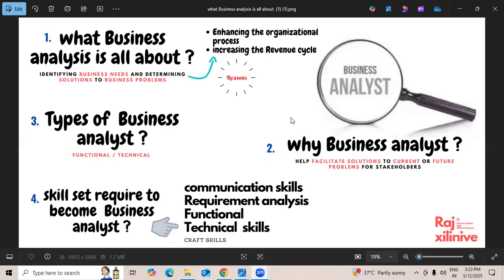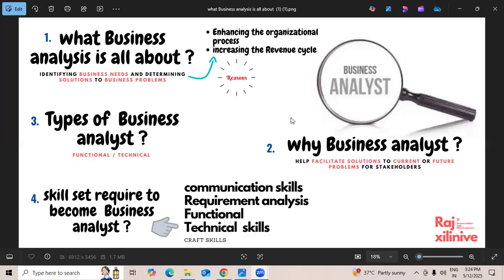Do you understand this, Pradeep? Clear? Yes. So, coming to the point, business analysis is something which is common for everyone. It has nothing to do with any particular domain. Business analysis is quite a common word.